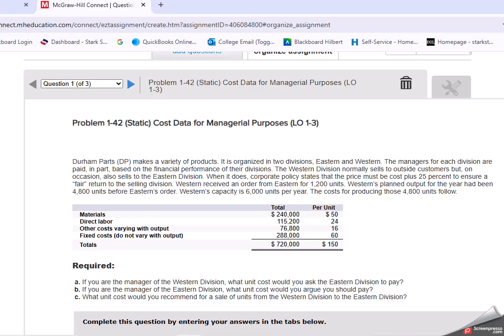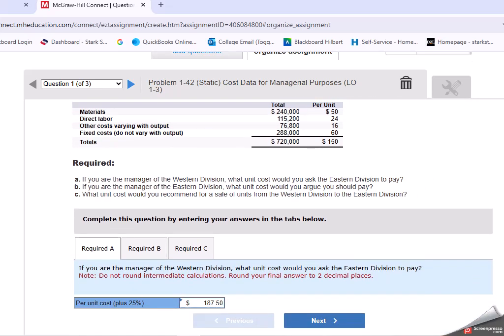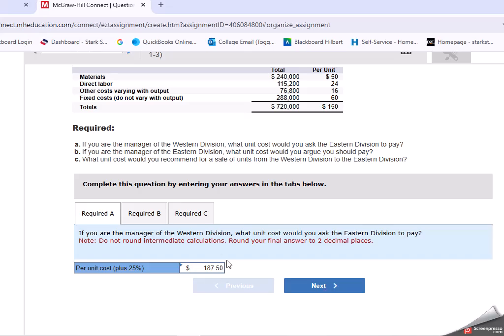So that's where the issue might come into play. If we're the Western division, the one doing the selling, we want to include all those costs. So we want to add the 50 plus the 24 plus 16 plus 60, it's $150, and multiply that by the 1.25. That would be the $187.50 that we have here. So for the Western division, that is what we'd want to be paid.